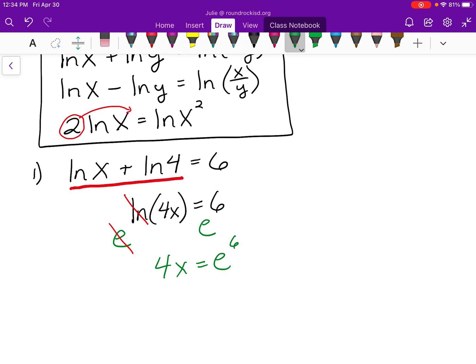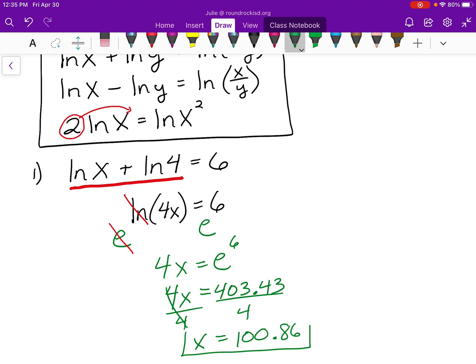Now we can use our calculator to plug in e to the 6th, and we will get 403.43 is equal to 4x. And then finally, I will divide by 4, and I get x equals 100.86. Now, don't forget, when we're solving log problems, we have to check for extraneous solutions.